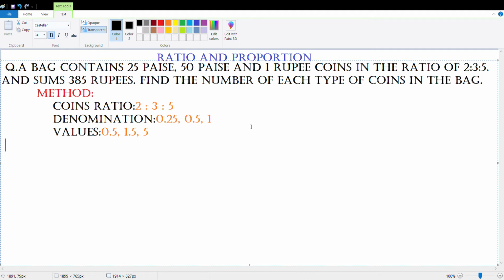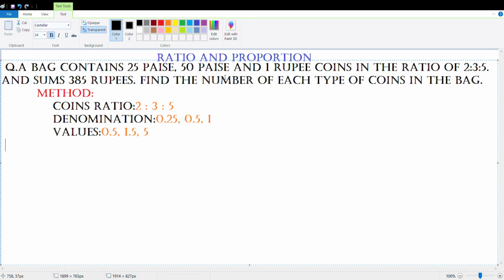So let's start solving. First, you have to note down the ratios that are given in the question. They are, in this case, 2:3:5. Next, we note down the values of the different types of coins that are located in your question. As in this case, we have 25 paisa. 25 paisa also means 0.25 rupees, so we write it as 0.25.